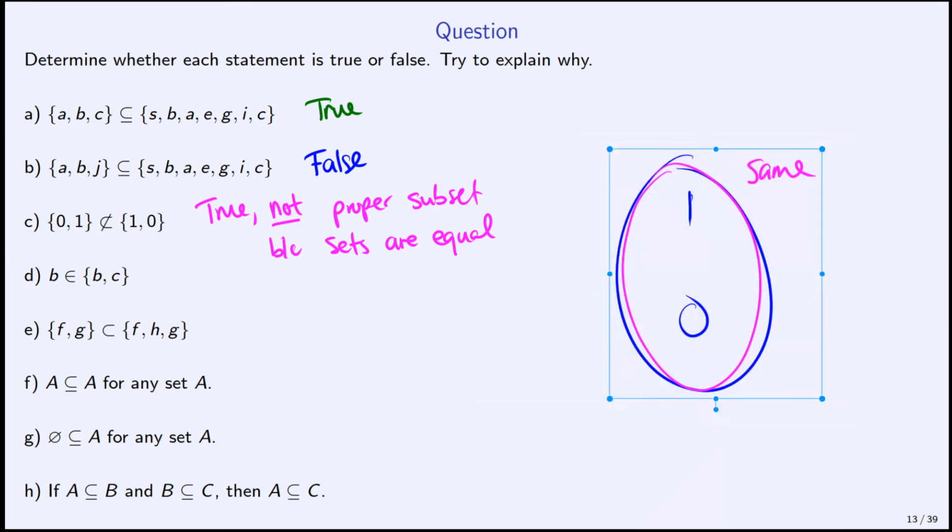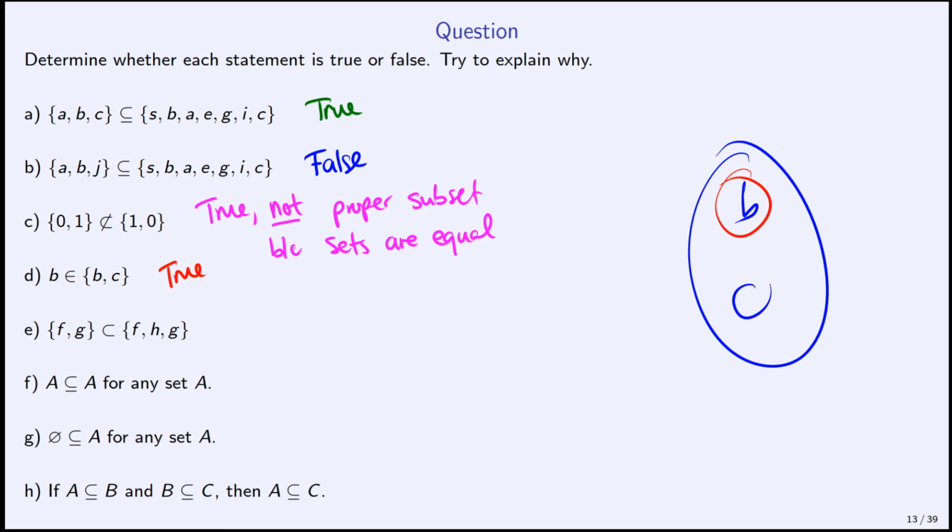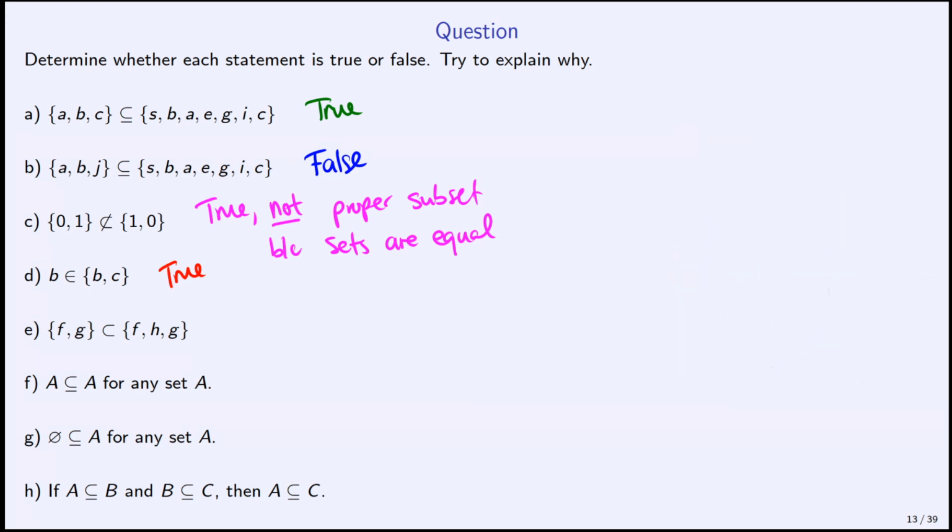Okay, just to bring you back to the element stuff, let's take a look at the set containing B and C. I'm asking, is B an element of the set containing B and C? Yeah, it's true. I find B in there, B on its own. That's what we're looking for. So just a little review from last video.